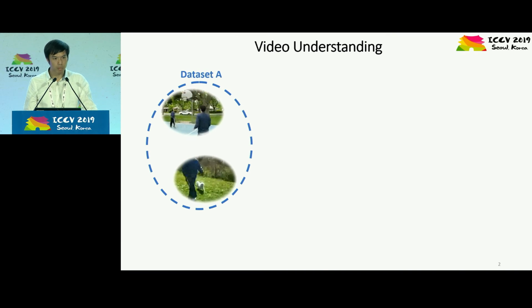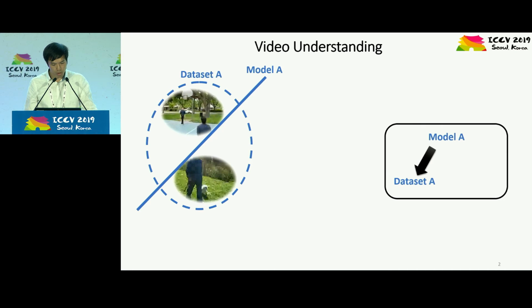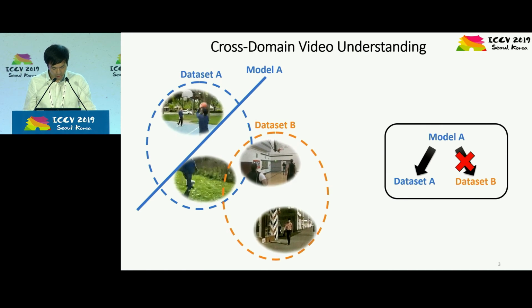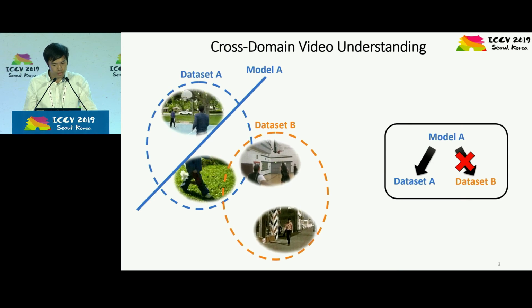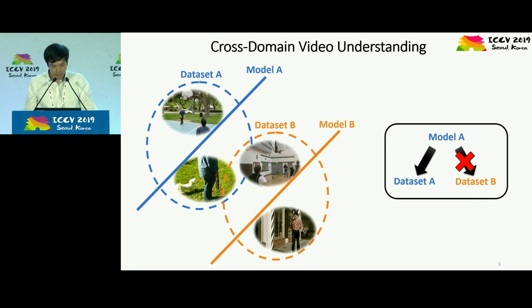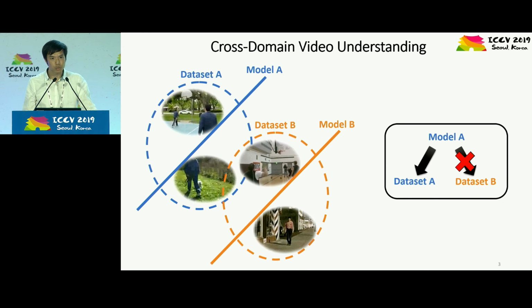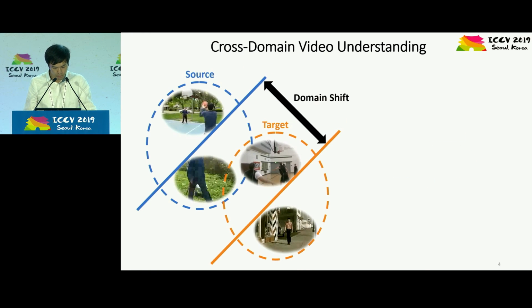Video understanding has been a popular topic in the past several years. Let's take a classification task as an example. In one dataset, if we want to classify two actions, desk work and walk, we can simply train a model. However, this model isn't guaranteed to work on another dataset, especially when the overall distribution is very different. And the model trained using the second dataset may be far away from the first one. This problem is called the domain shift problem.